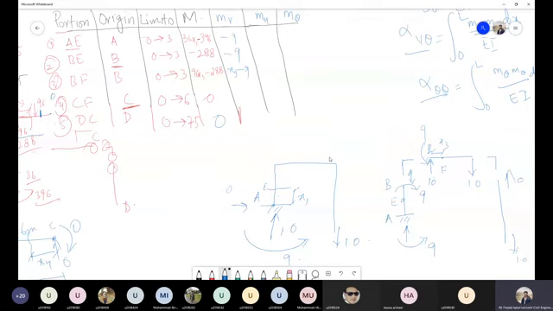And for section CF, we again have one force acting in the downward direction. So let's call this minus x. And for section DC, again we don't have any force actually, so it should be 0. So any confusion about this one, just ask me right away.